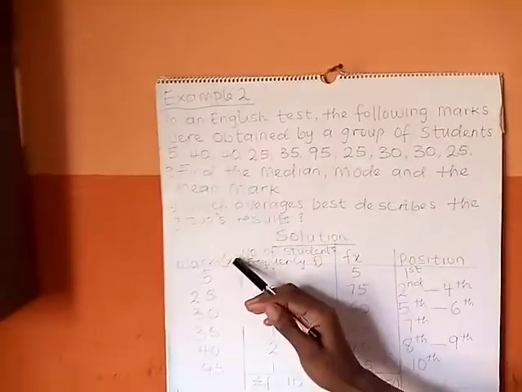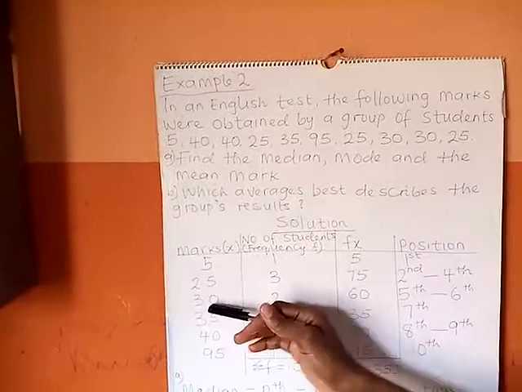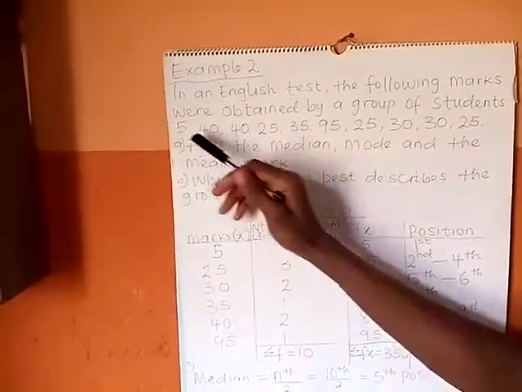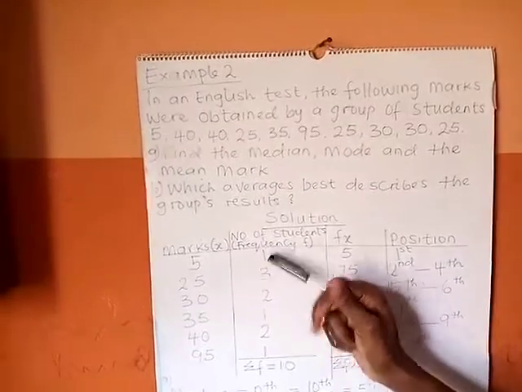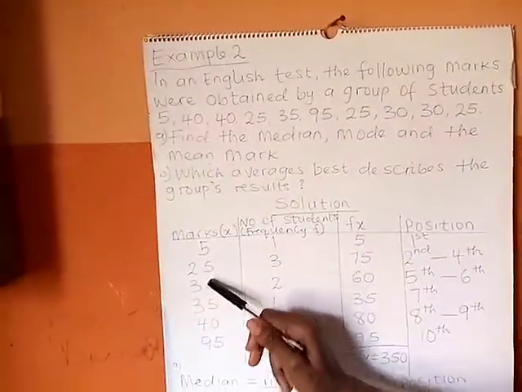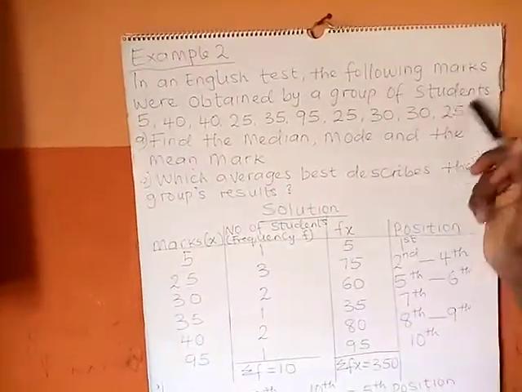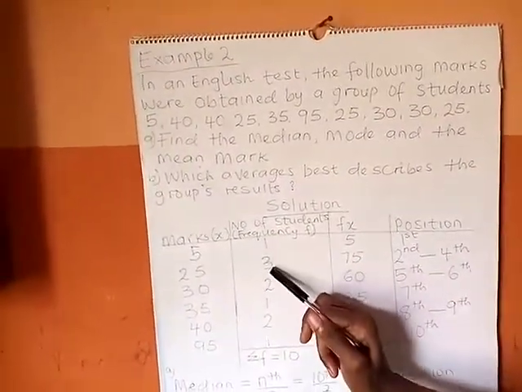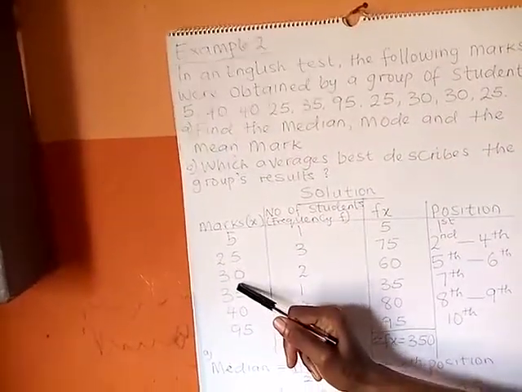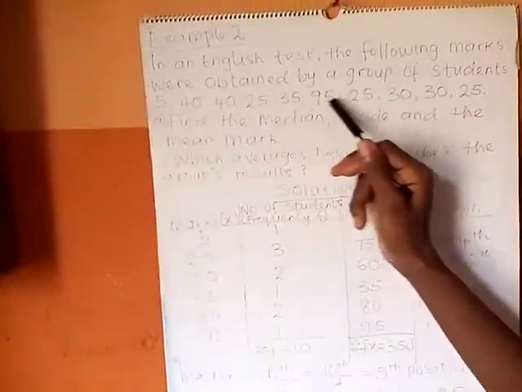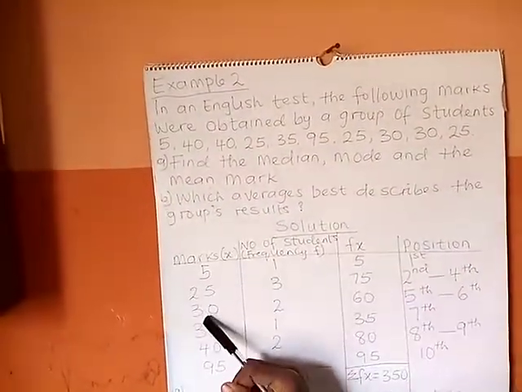Now our frequency table is the number of students that score these marks. If you look at it very well, 5 is appearing one time. It means only one student scored 5. Now 25 occurs how many times? We have 1, 2, 3. So it means 3 students scored 25 marks. Let's move to 30. 30 is appearing how many times? 1, 2. So it means 2 students scored 30 marks.